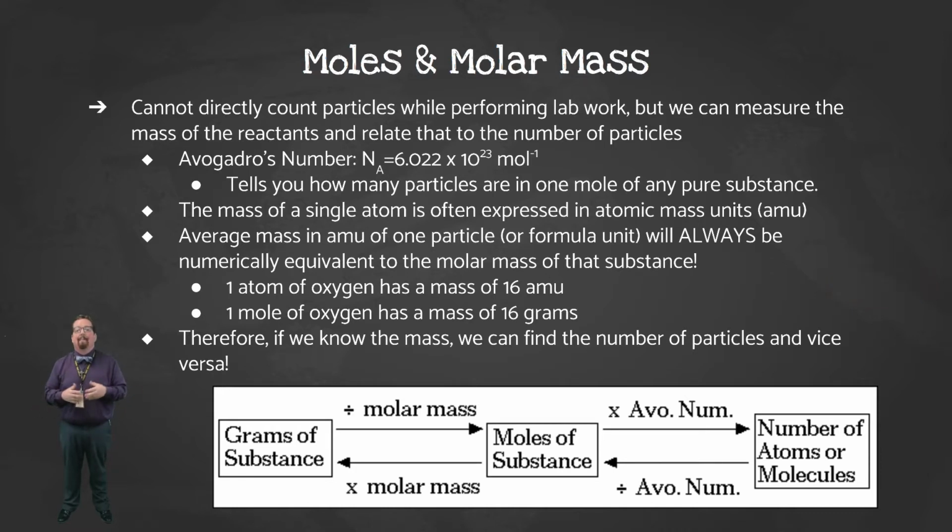We often express the mass of a single atom in atomic mass units, or AMUs. That's pretty useful to us because the average mass in atomic mass units of 1 particle, or formula unit, will always be numerically equivalent to the molar mass of that substance. For example, 1 atom of oxygen is said to have a mass of about 16 atomic mass units. If we had 6.022 times 10 to the 23 atoms of oxygen, or 1 mole of oxygen, it would have a mass of 16 grams.